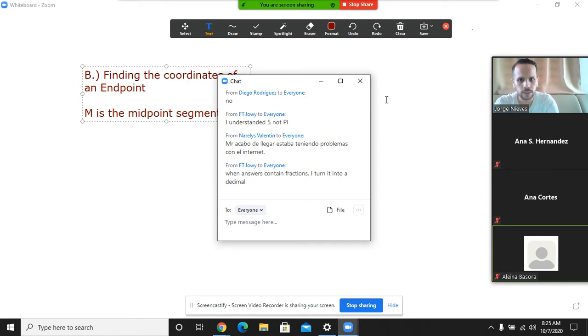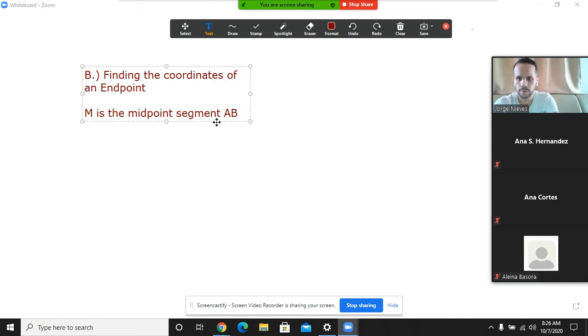Let me see, someone wrote in the chat: when the answer contains a fraction, I turn it into a decimal. Joey, it depends, right? If you got 1/2, you don't have to do anything. But if you have something like 8 divided by 2, well, you just divide, right? 8 divided by 2 is going to be 4. Or for example, 10 divided by 2 is going to be 5. Okay, so you can do that. Yes, that's a fraction. But for example, if you got 2 divided by 5, you just leave it there. Okay? We don't want decimal numbers, or we don't want to use that. Okay, so M is the midpoint of segment AB.